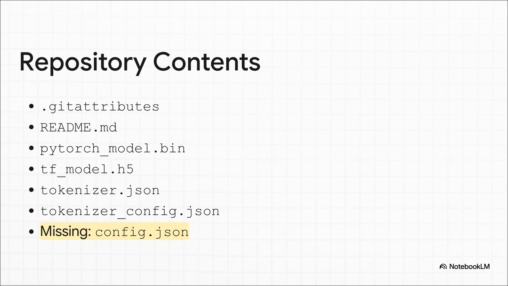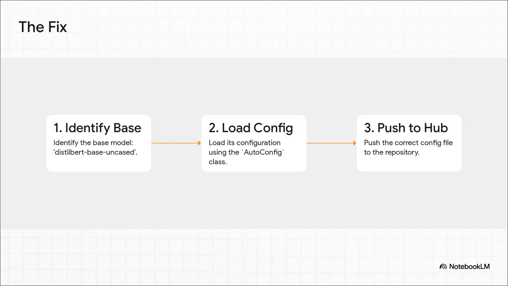And yep, the results are crystal clear. We see the model weights, the tokenizer files, but just like the traceback told us, there is no config.json. It's gone. It looks like our colleague just forgot to upload it. Simple as that. Okay, so now the solution is actually pretty clear. The model's name itself gives us another huge clue. It was fine-tuned from distilbert-base-uncased.